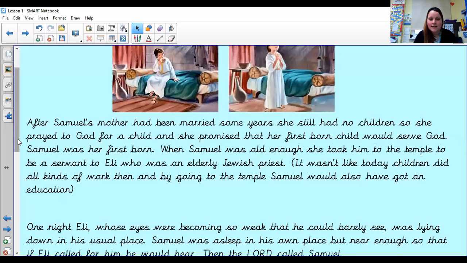After Samuel's mother had been married some years, she still had no children. So she prayed to God for a child, and she promised that her firstborn child would serve God. Samuel was her firstborn. When Samuel was old enough, she took him to the temple to be a servant to Eli, who was an elderly Jewish priest. It wasn't like today. Children did all kinds of work then, and by going to the temple, Samuel would also have got an education.